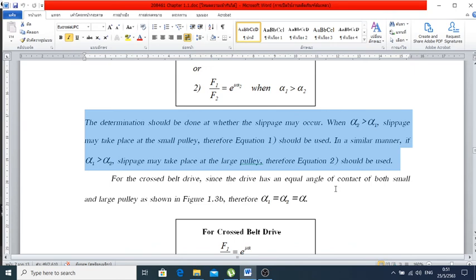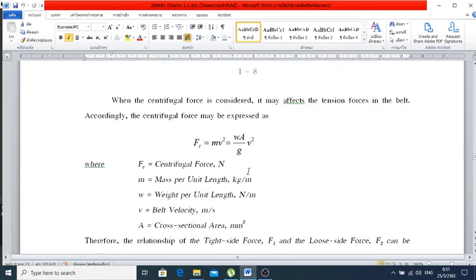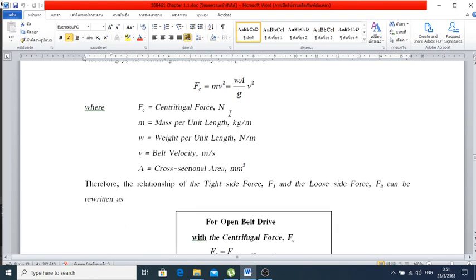And then, for the cross belt, no doubt about it, alpha 1 equals alpha 2 equals alpha. So the equation above turns out to be F1 over F2 equal to e to the power of mu times alpha, respectively. And Fc, that's what we have there, is the centrifugal force, m times v squared, where the mass per unit length can be written as w over g, things like that. So this way the equation is going to look like that.